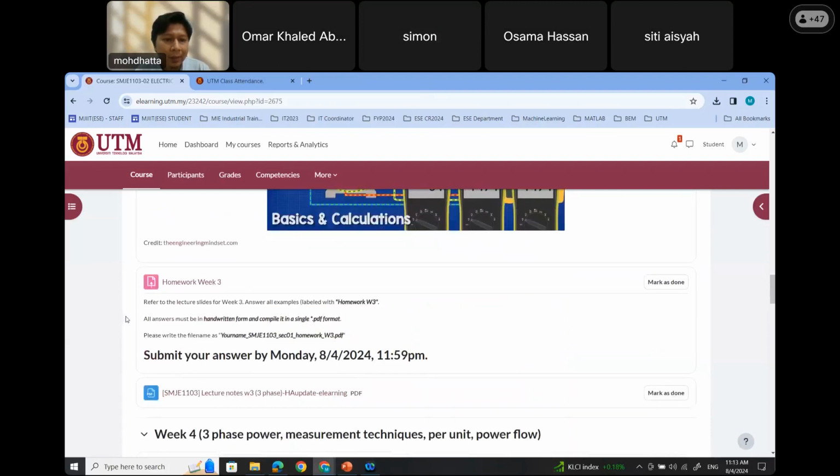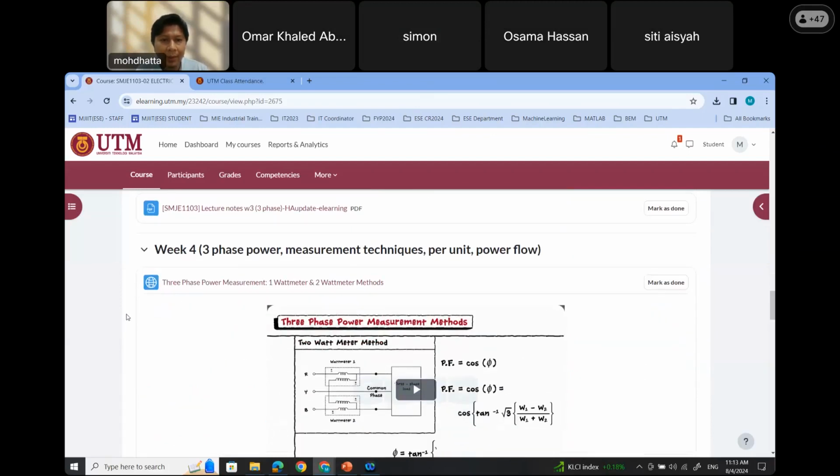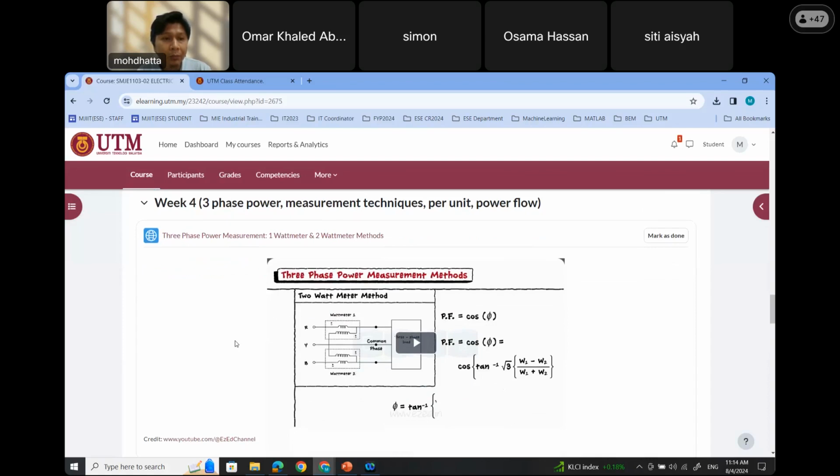Right. The target for this week, if you look at the content shared on e-learning, we have three-phase power measurement technique, per unit, and also power flow to be covered in week 4. Looking at the section, I shared some of the important videos that you can have a look at, especially on each of the content that we intended to cover for week 4.